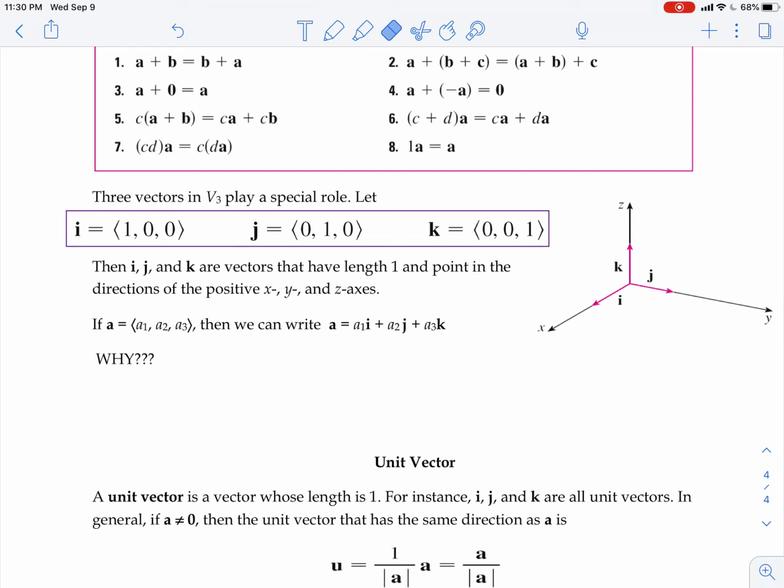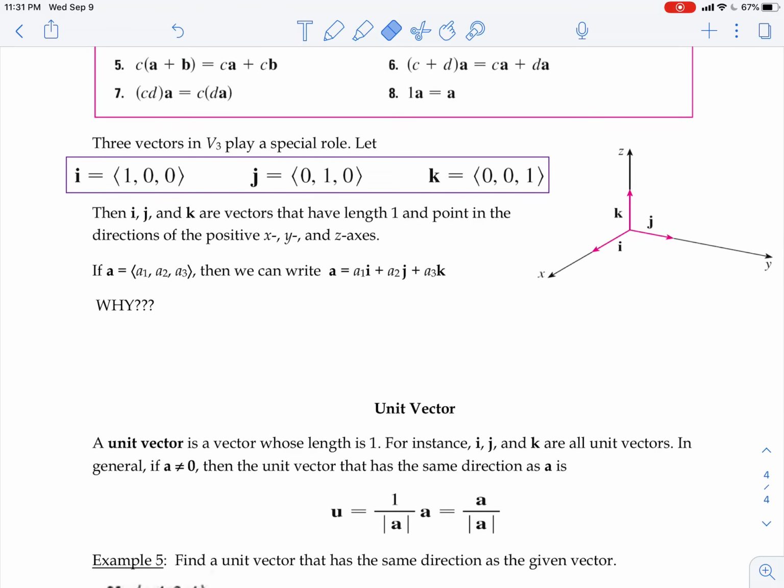Because i, j, k all have length 1, these are going to represent directions along a certain axis. So i is going to represent the direction of the x-axis, j is going to represent the direction of the y-axis, and k is going to represent the direction of the z-axis.